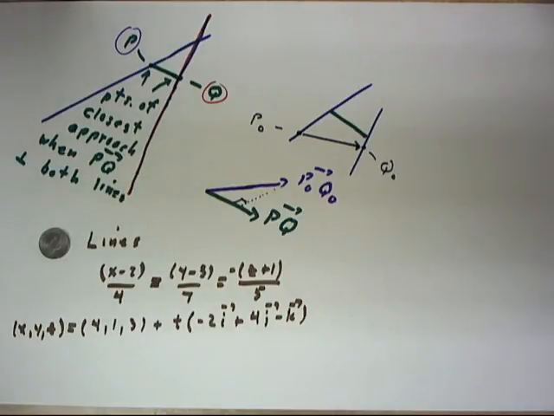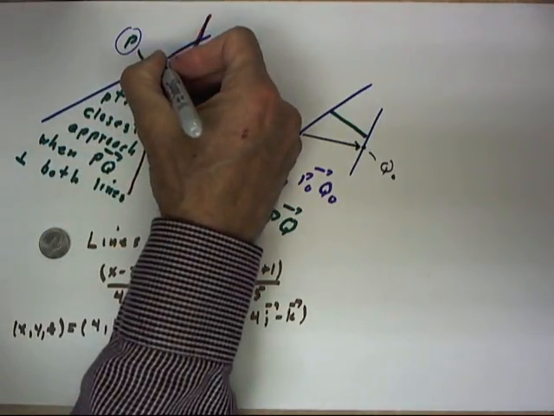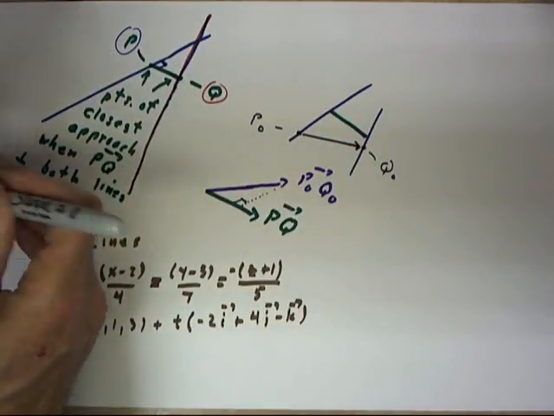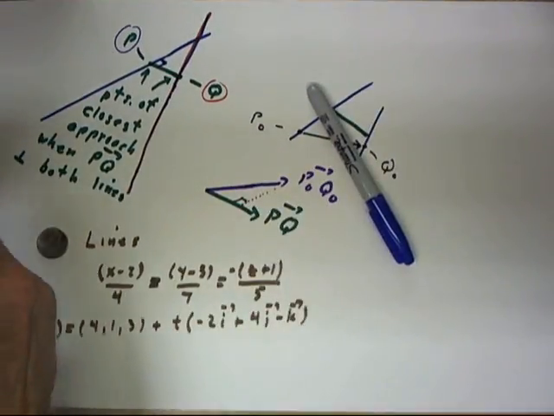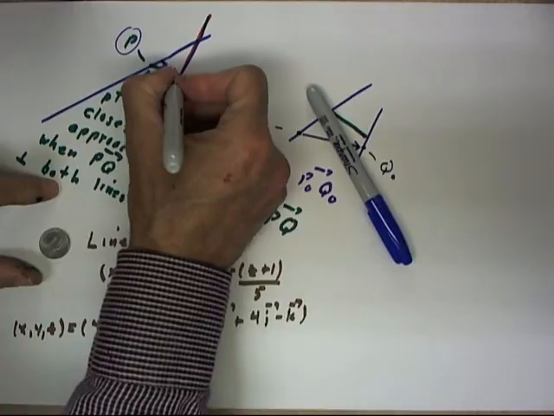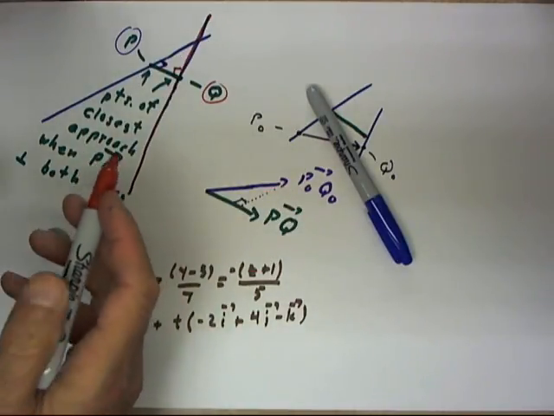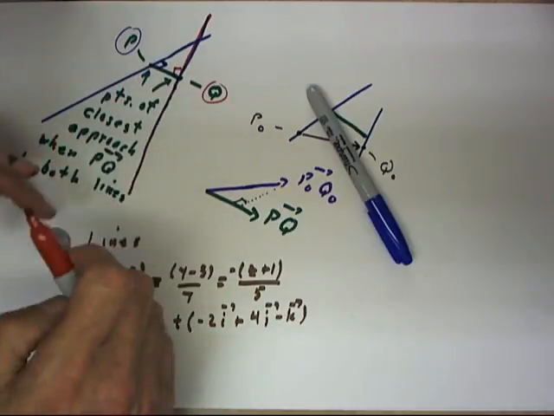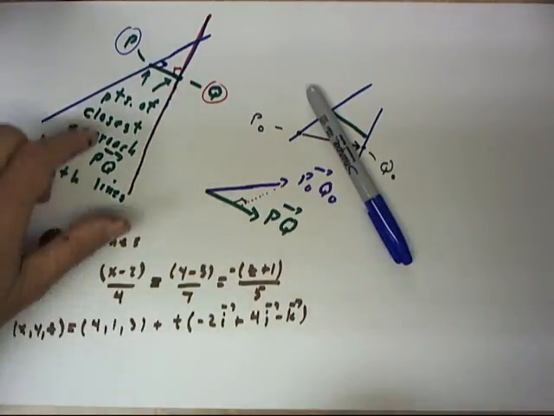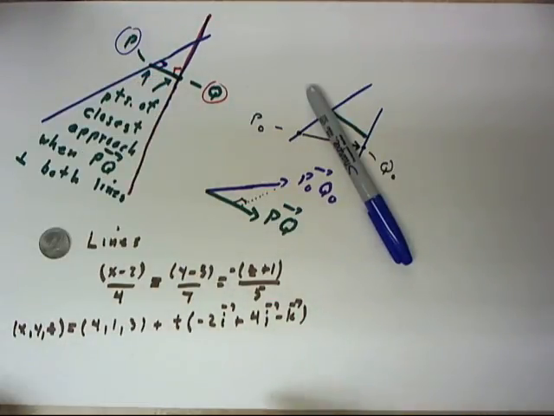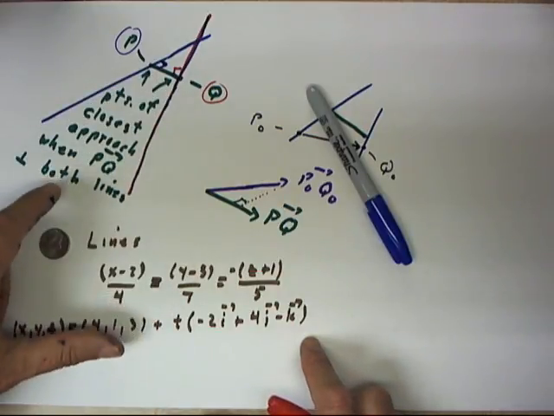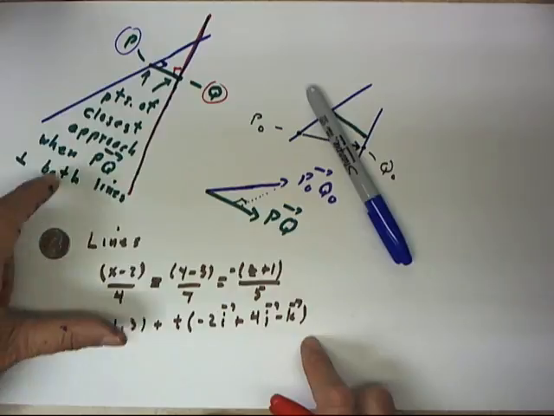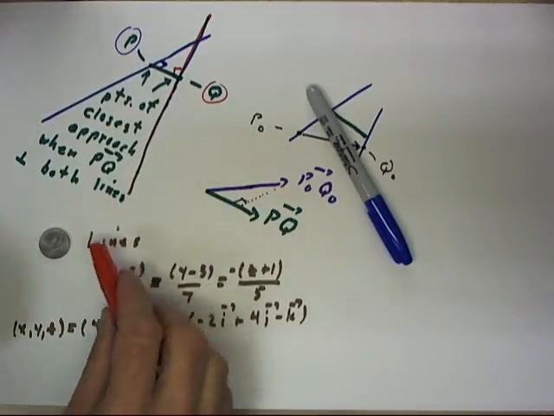This means that this angle here has to be a right angle, and this angle here has to be a right angle. And of course, these lines are a flat representation of something in 3 dimensions, so you have to use a little bit of imagination. In any case, these are the points of closest approach, and those occur when PQ is perpendicular to both lines.